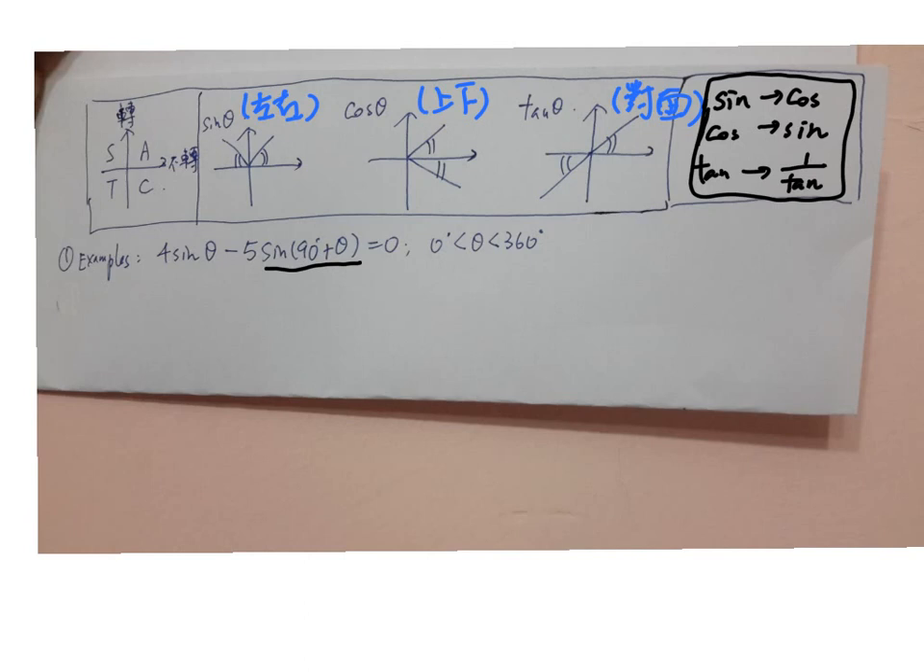Let's look at the diagram again. At 0 degree or 360 degree it does not change, at 90 degree it changes, at 180 degree it does not change, at 270 degree it changes, and back to 360 degree it does not change. Now you can see that this one is 90 degree plus theta. Okay, 90. So 90 is here. In this case, that means you have to change. So you can change it to cosine. But you have to check whether it is positive or negative. To check whether it is positive or negative, you have two methods.